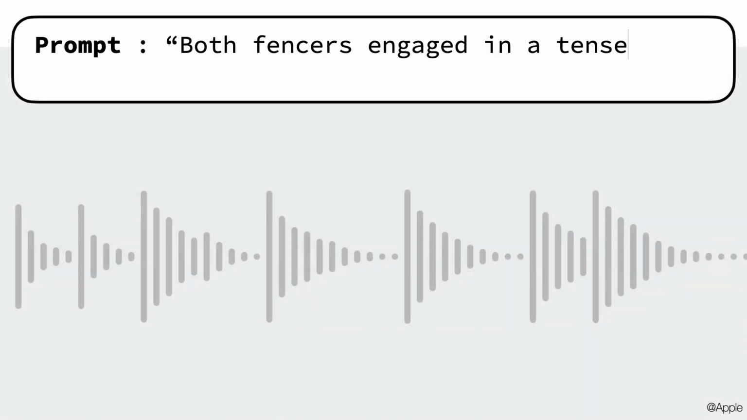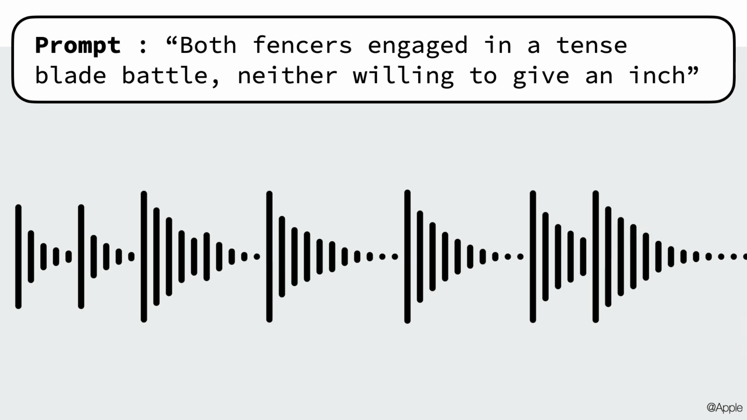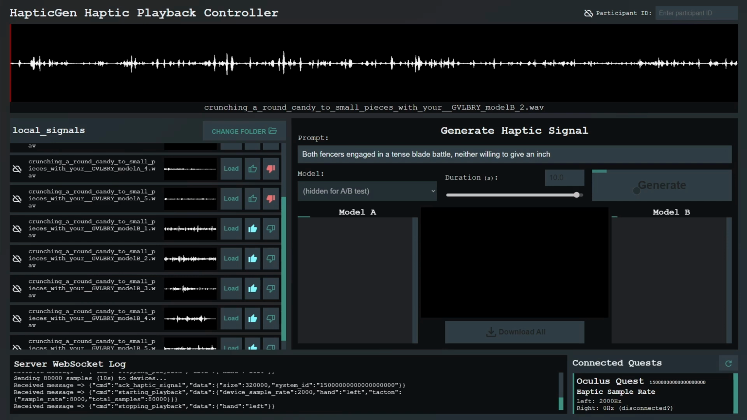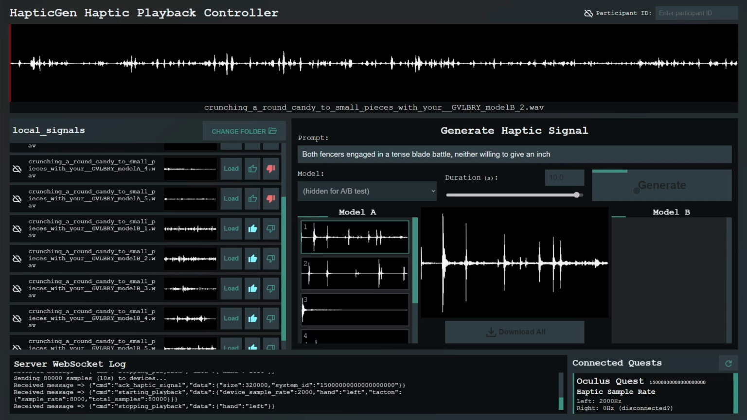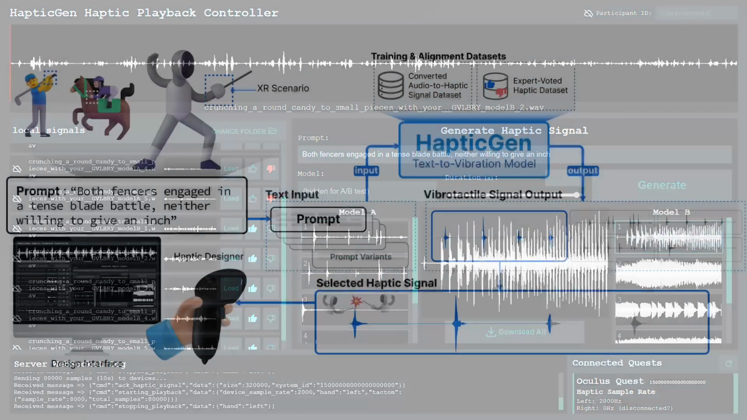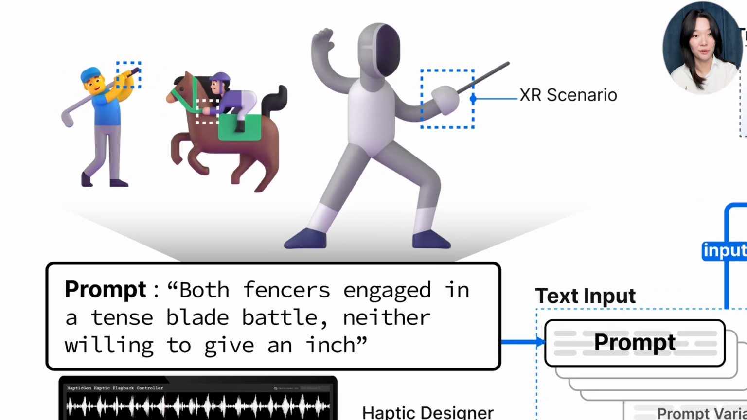So, our HapticGen changes this demanding process by letting anyone simply type a text prompt. Like here, both fencers engaged in a tense blade battle, neither willing to give an inch. And our system instantly generated a convincing vibration pattern. Now introducing HapticGen, the first generative text-to-vibration model that lowers the barriers, fosters creativity, and accelerates workflows.